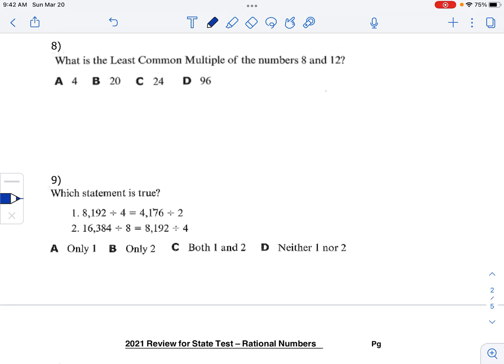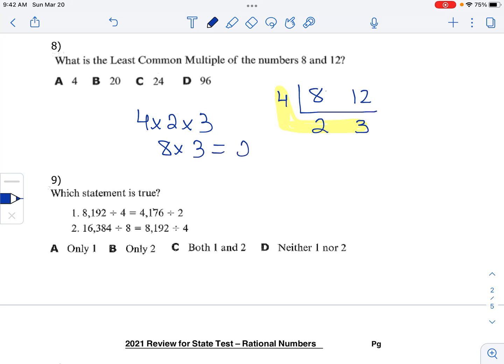Number 8, what is the least common multiple of 8 and 12? We're going to use our ladder strategy here. 8 and 12 are divisible by 4. 8 divided by 4 is 2. 12 divided by 4 is 3. And to find the LCM, we're going to multiply the numbers in this capital L that we're highlighting on the outside. So we've got 4 times 2 times 3. 4 times 2 is 8. And 8 times 3 is 24. So our LCM is 24.